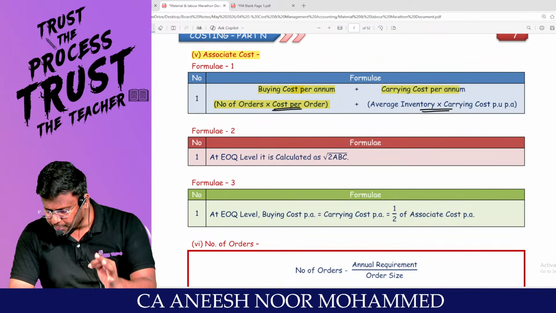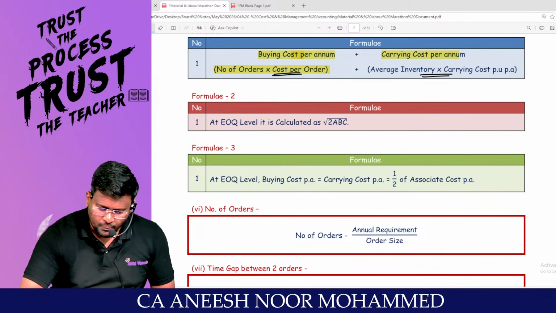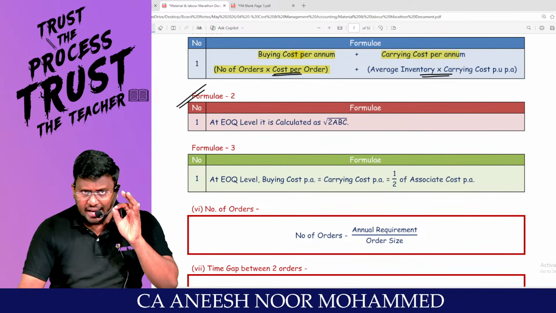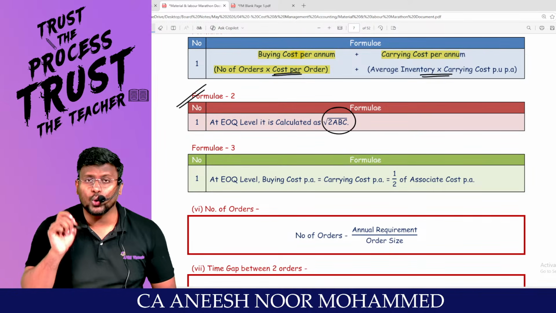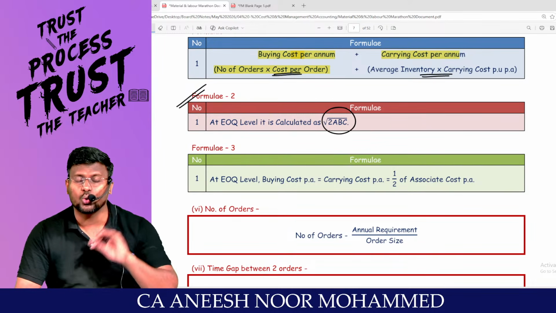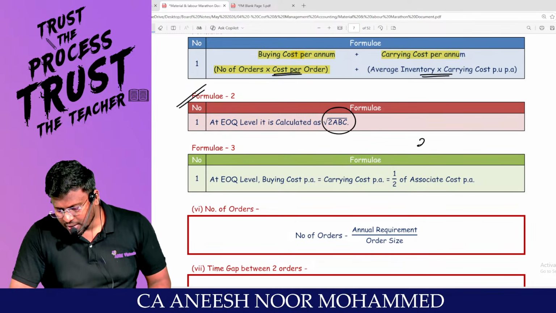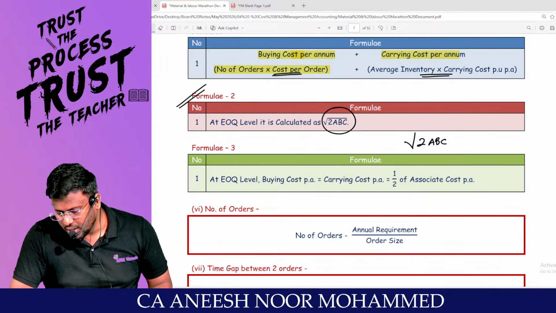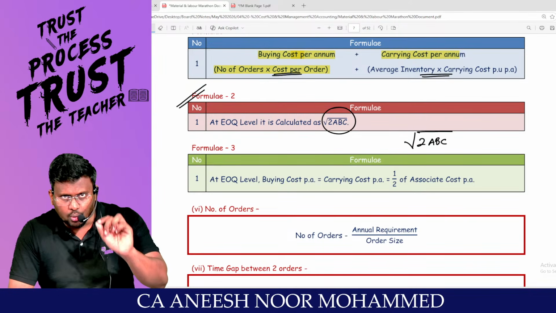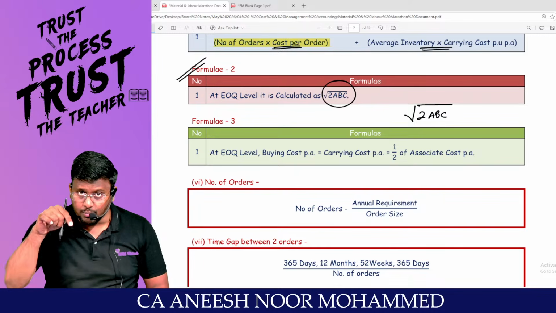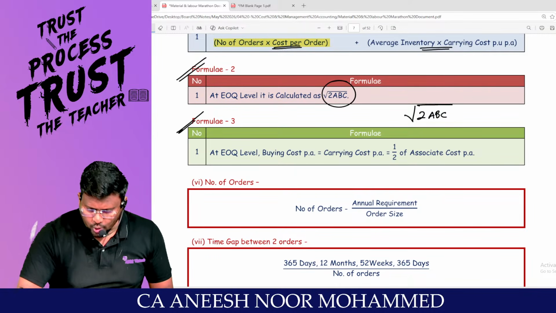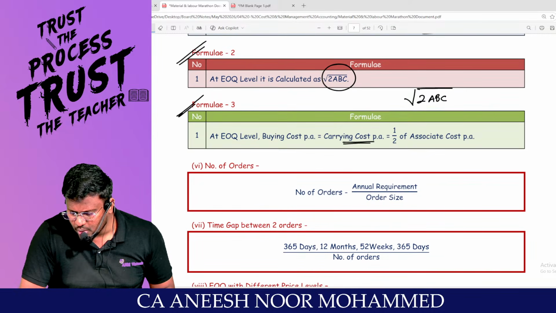It's a composite measure. At EOQ, this is a beautiful formula. At EOQ, root of 2ABC will be the total associated cost. That is, 2A into B into C. If you take the root, you will get the total associated cost. I will prove it to you right now. At EOQ level, buying cost per annum is equal to carrying cost per annum.